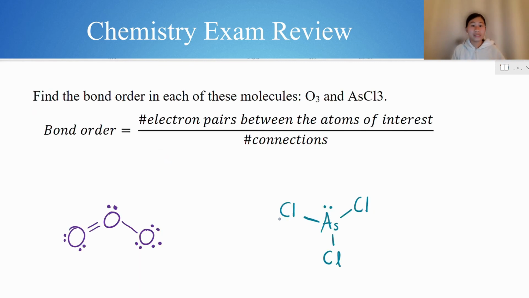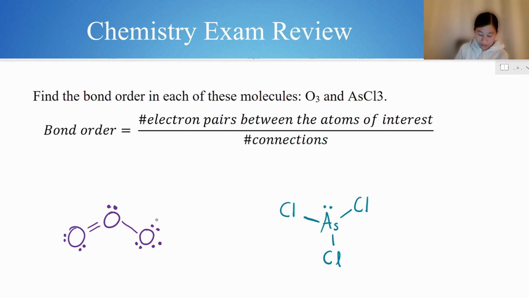Find the bond order in each of these molecules, O3 and AsCl3. Our bond order formula is the number of electron pairs between the atoms of interest divided by the number of connections. So how many times is that atom connected to that other atom? So we have 2 molecules. Let's do the one on the left first.